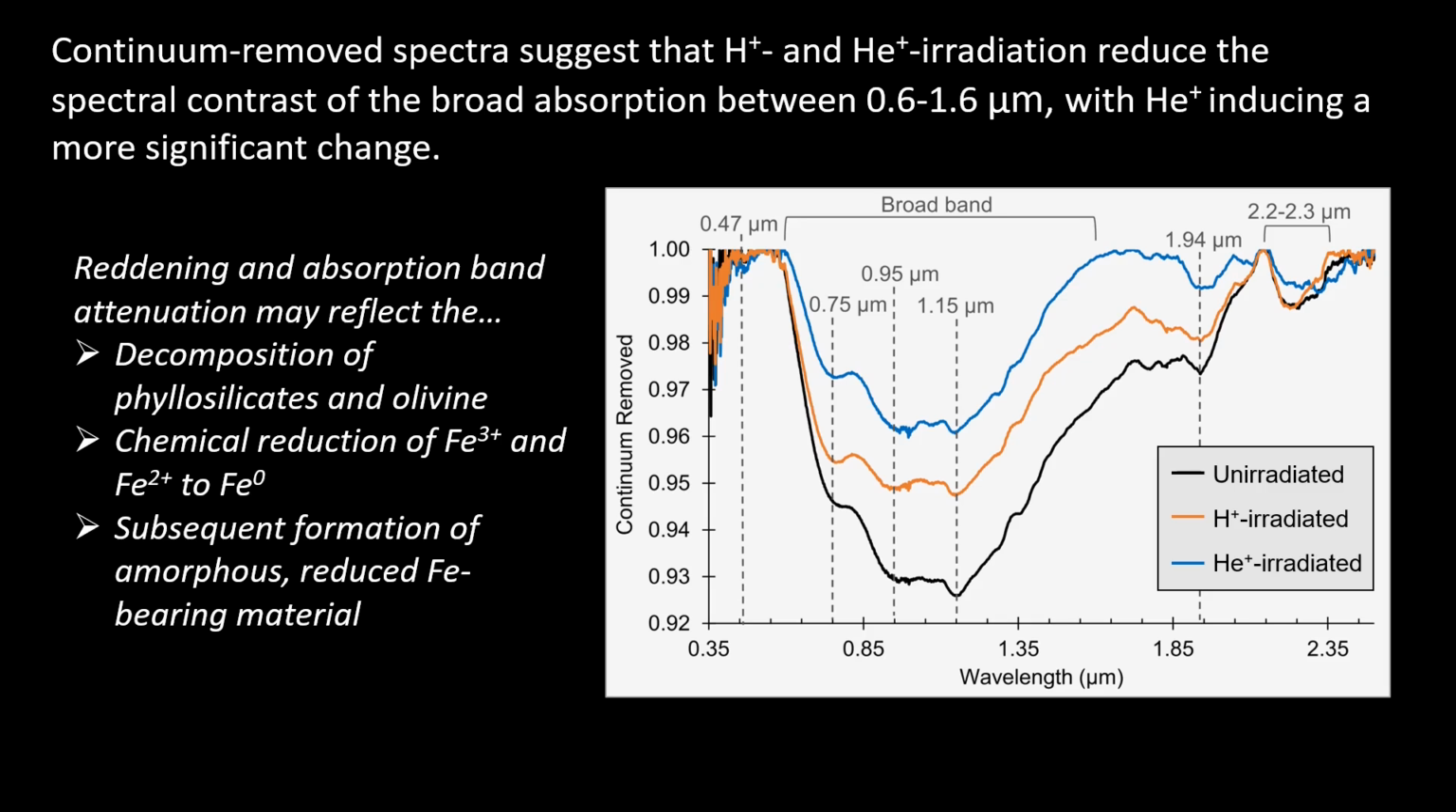Now, the spectral contrast of this broad band weakens in response to both types of ion radiation, with helium causing greater change. While previous ion radiation studies have attributed slope reddening and attenuated absorption bands to the formation of metallic iron nanoparticles, we did not ubiquitously observe nanophase iron in our irradiated Murchison sample during microstructural analyses. Thus, we think that the observed reddening and attenuation may reflect the decomposition of matrix phyllosilicates and the chemical reduction of ferric and ferrous iron to form reduced iron-bearing amorphous material rather than discrete crystalline nanoparticles.